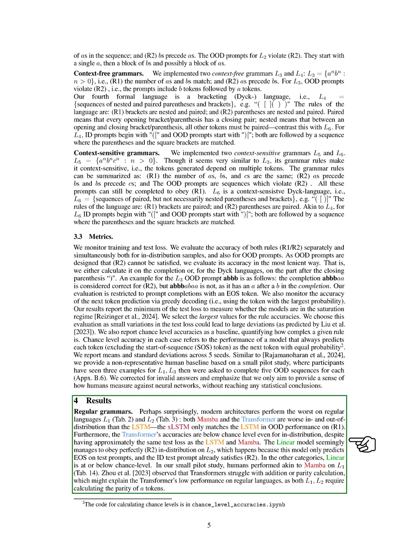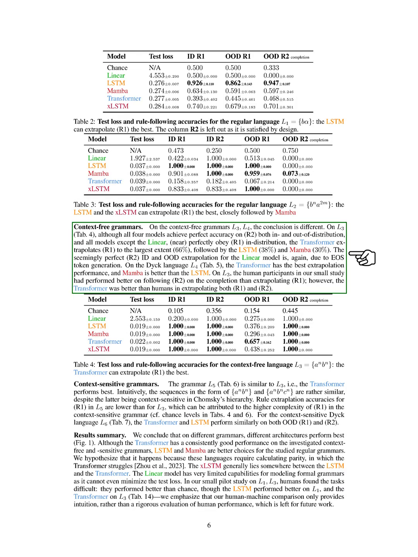Section: Context-free grammars. In this section, we explore context-free grammars, specifically focusing on languages L3 and L4. For L3, we observe that all four models achieve perfect accuracy on rule R2, both in and out of distribution. However, only the linear model struggles with rule R1 in distribution, while the transformer excels at extrapolating R1, achieving a 66% success rate, followed by the LSTM at 38% and Mamba at 30%. The linear model's seemingly perfect performance is misleading, as it relies on generating an end-of-sequence token.